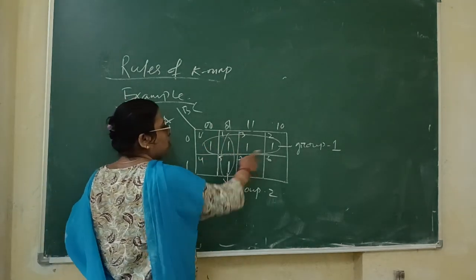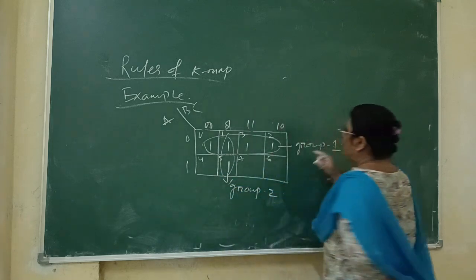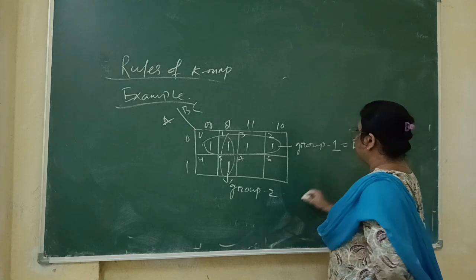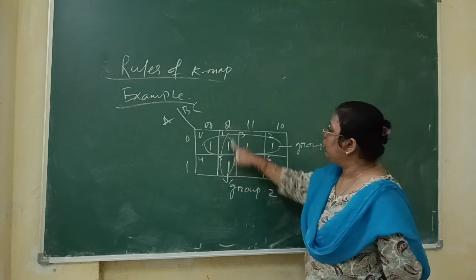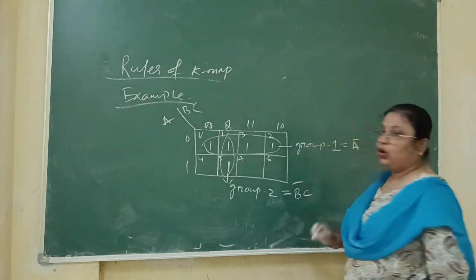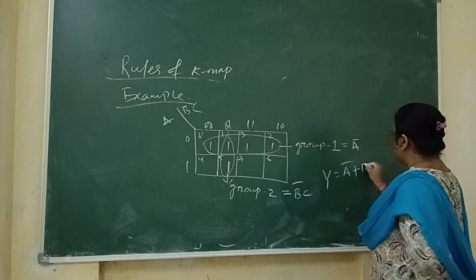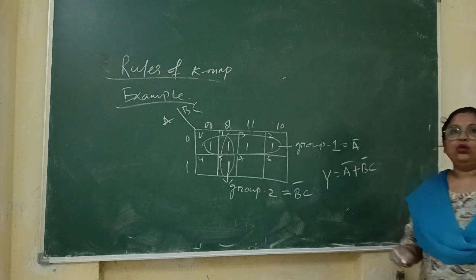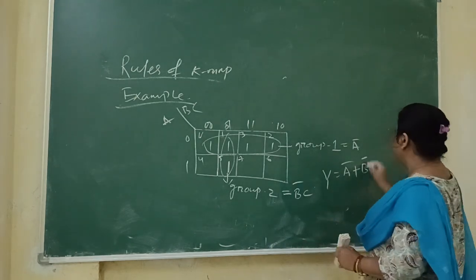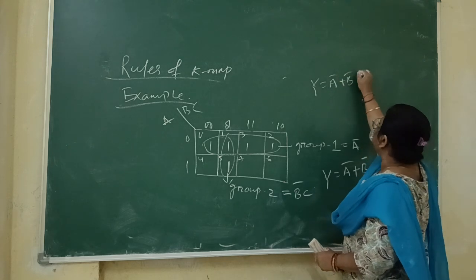That means this is the formation of group 1, this is the formation of group 2. So the output of group 1 will be A bar. Similarly, group 2 output will be B bar C. So Y equal to A bar plus B bar C. So now we have to draw the logic gates. How to draw the logic gates for Y equal to A bar plus B bar C.